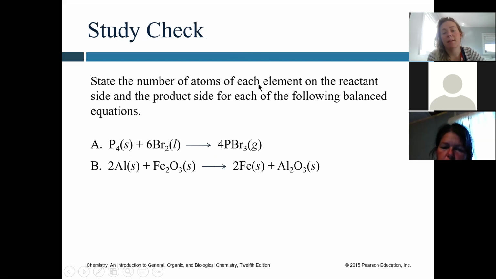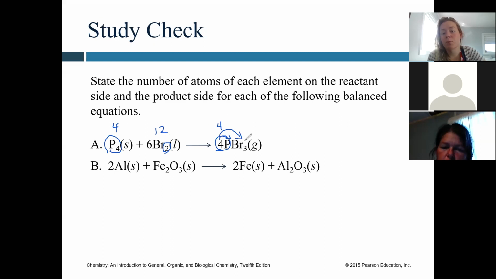It says state the number of atoms of each element on the reactant side and the product side. Okay, so here we've got 4 phosphorus, P4, that means there's 4. Here, know that this number gets distributed to everything in there. So I have 4 Ps and 4 Ps. As far as the number of bromines, well, Br2, so there's 2 within the molecule, and I put a 6 in front of it for a total of 12. So I'm gonna put 4 here, 4 here, and there are 12 here.